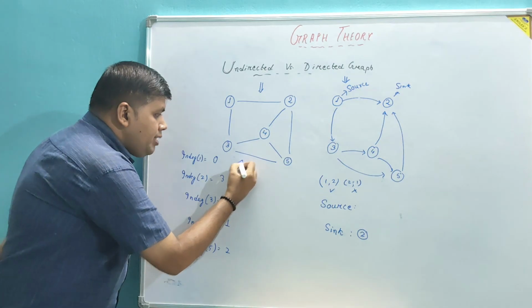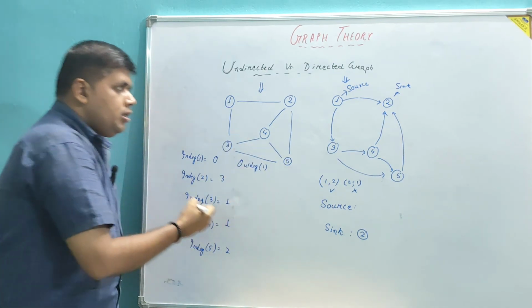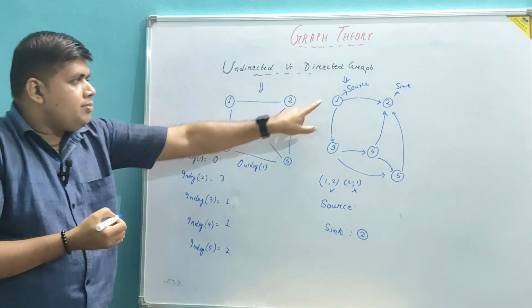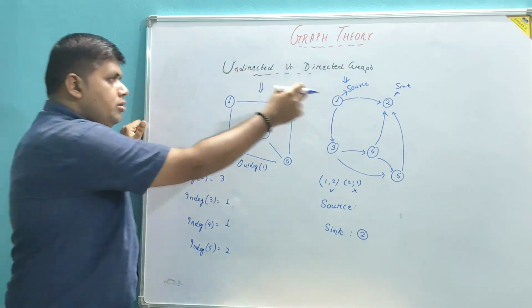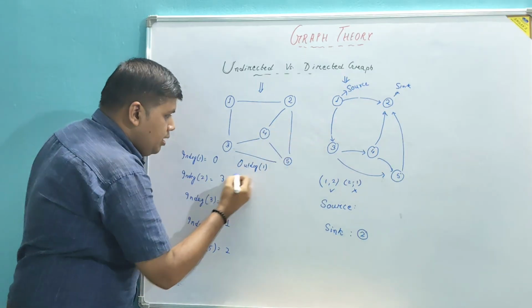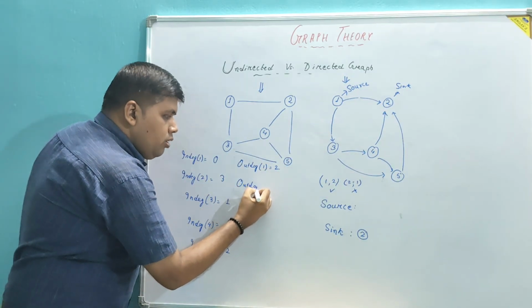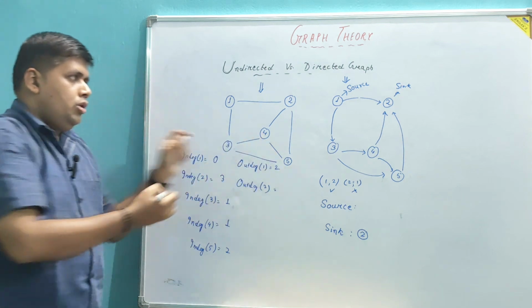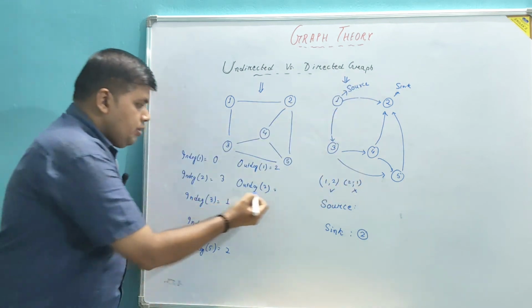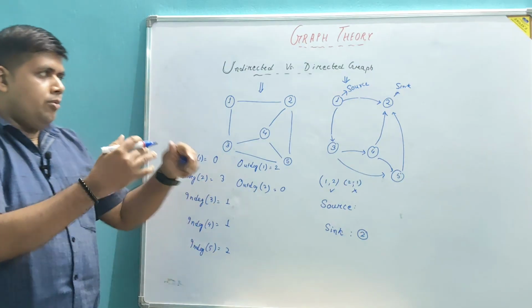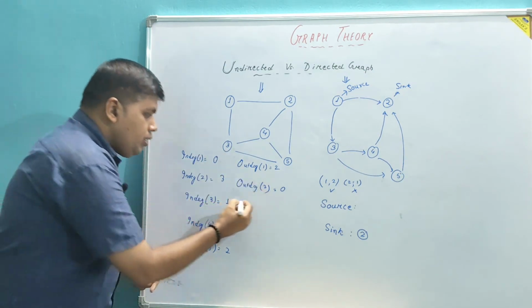Similarly, if we find the out degree of node 1, what is the out degree for node 1? From node 1 everything is going outside. So two edges are there, so it is 2. Out degree for node 2 is 0. So there is no out degree. From 2 we can't go anywhere. So therefore it is 0.